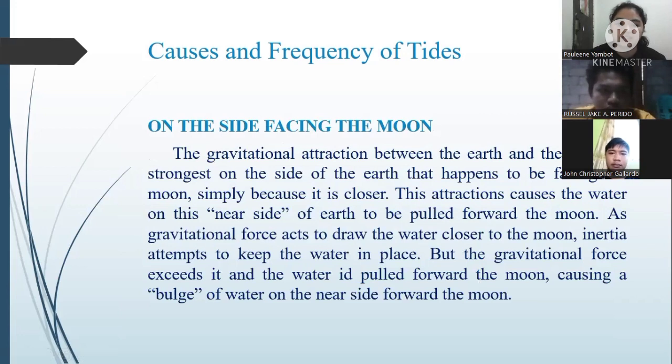A low high tide may be understood as the moon's tidal force pulling the planet, not the ocean, towards it. Okay. Next, on the side facing the moon. The gravitational attraction between the Earth and the moon is strongest on the side of the Earth that happens to be facing the moon simply because it is closer. So mas malapit daw siya yung moon. This attraction causes the water on this near side of Earth to be pulled toward the moon. As gravitational force acts to draw the water closer to the moon, inertia attempts to keep the water in place. But the gravitational force exceeds it and the water is pulled toward the moon, causing a bulge of water on the near side toward the moon. So tumataas nga yung water dahil dun hinihila ng gravitational pull ng moon.